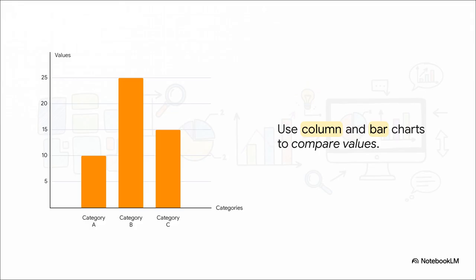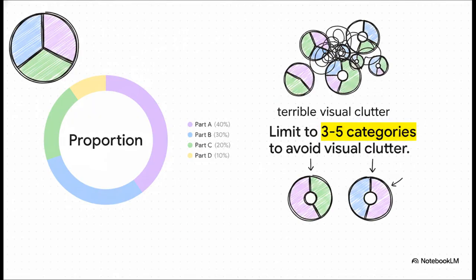Use vertical columns when you have a small set of data, but you want to switch to horizontal bars when you have a ton of categories, or especially if your text labels are really long and hard to read horizontally. Next, donut and pie charts. These are absolutely perfect for showing part-to-whole proportions.